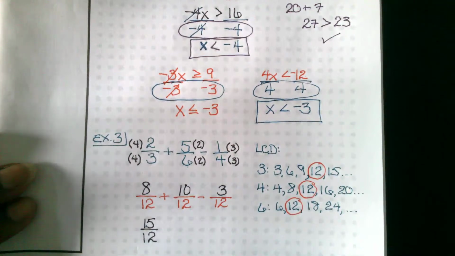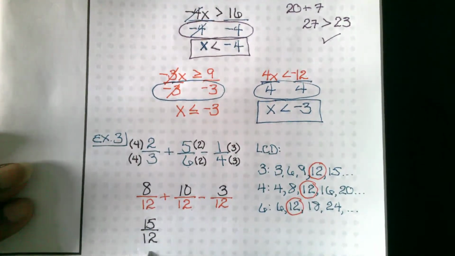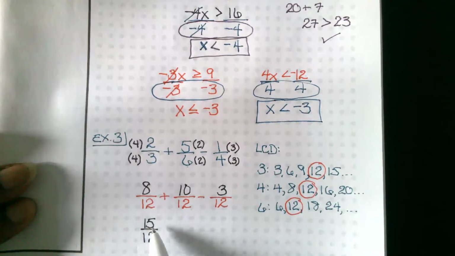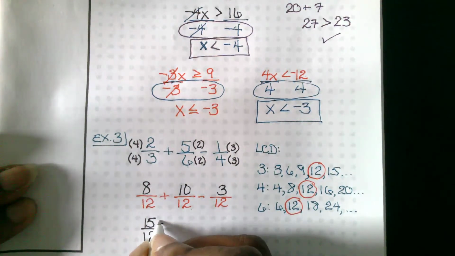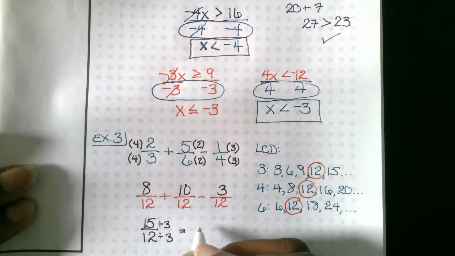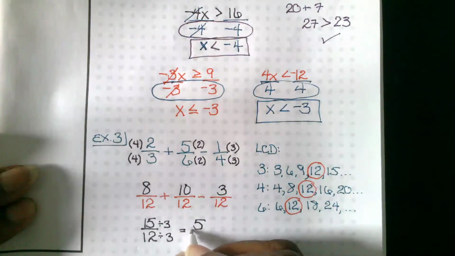Okay. Now 15 twelfths. We can simplify. This is an odd number. This is an even number. So the first number that I will think is saying, could this be divisible by 3? So if I divide the numerator by 3 and I divide the denominator by 3, I'm going to get 5 fourths.